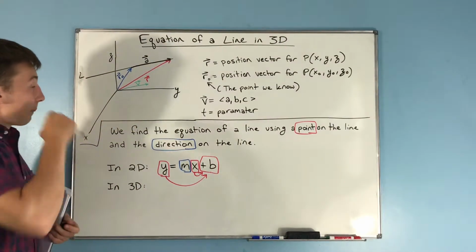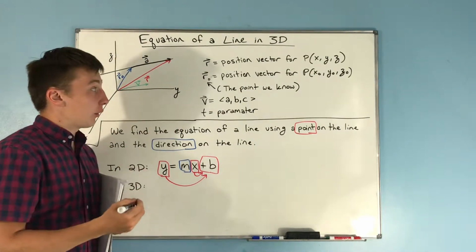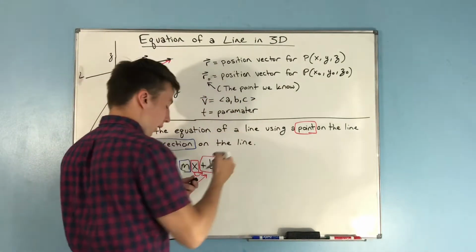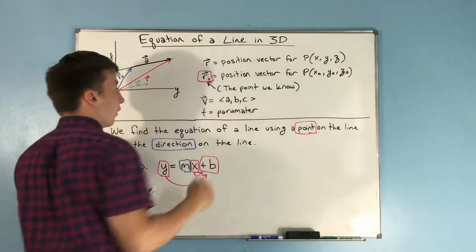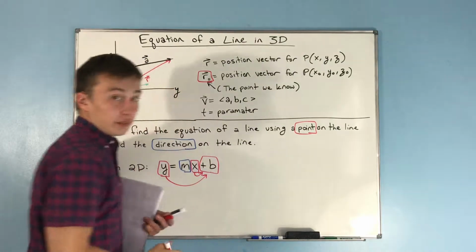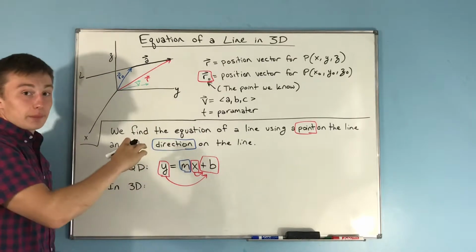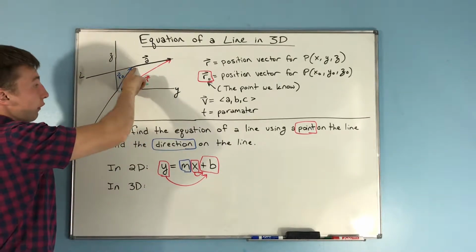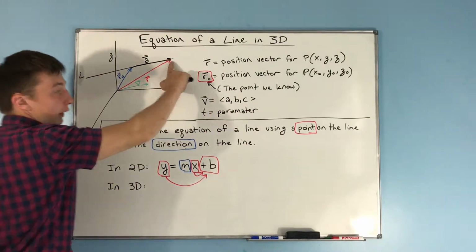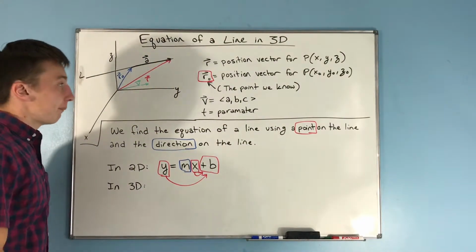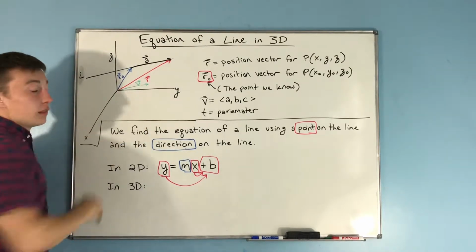Now, we also have another vector going to some random point x, y, z. For R0, this is the point that we know, the point on the line. Now we also need the direction. We have a point, we need the direction, and we're going from this point x0, y0, z0 to this point x, y, z. The vector going from that point to this point is vector A.